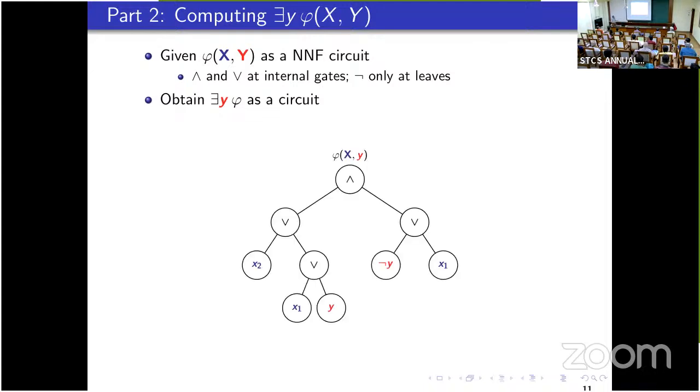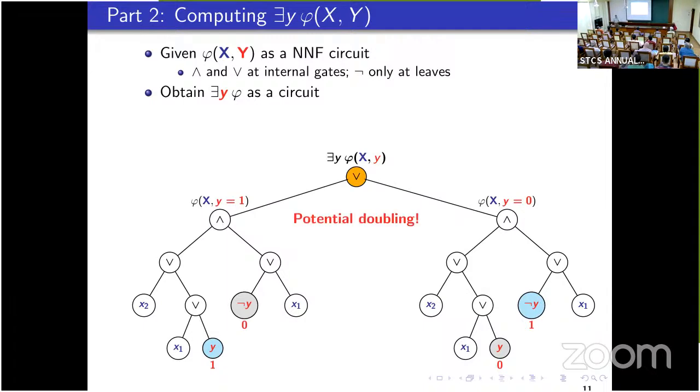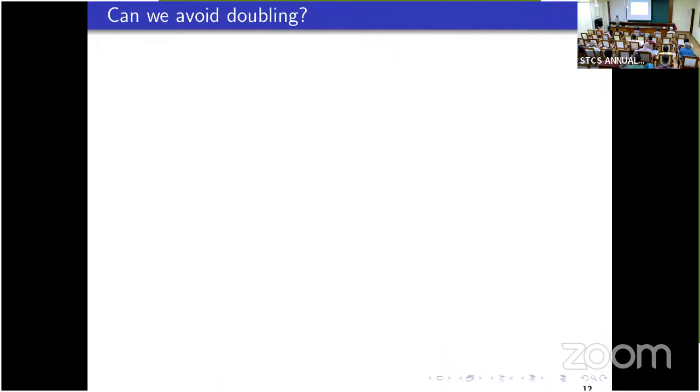So suppose this is my NNF circuit, and there is this output variable and its negation at the leaves. The simplest way to do this is to follow the definition: make two copies, set Y to 1 in one, and set Y to 0 in the other. This is the definition of exists Y. But the problem with this is that it doubles every time. So the question is, can we avoid this doubling?